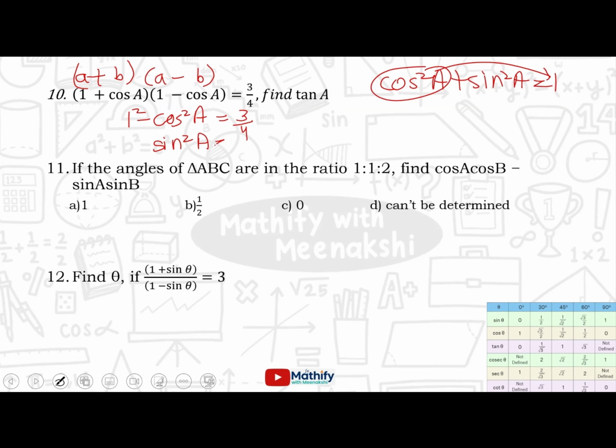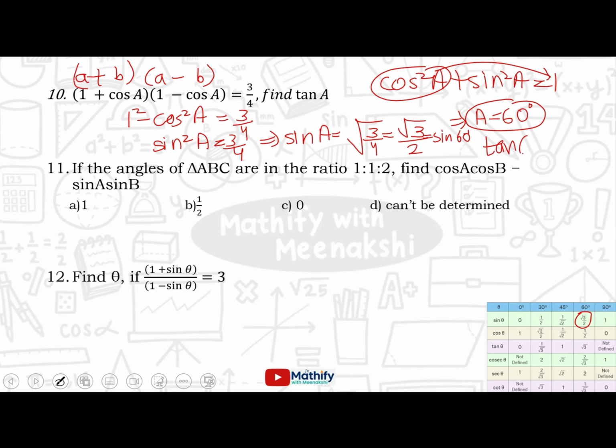Now, sine square A is 3 by 4. What is your sine A then? Just take the square root both the sides. It's root 3 by 4. You can write root 3, root 4 is 2. Now you know your sine A. Now just check when your sine is root 3 by 2. Just see here table, 60 degree. That means your A is 60 degree. You can write this as sine 60 degree. So that means your A is 60 degree. Once you know your A, just find the value of tan 60 because they are asking tan A. What is tan 60? It's root 3. So final answer is root 3.